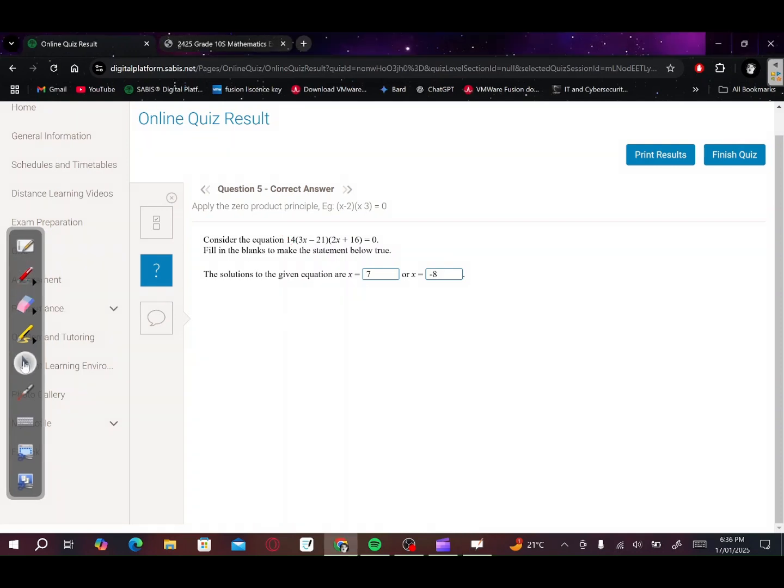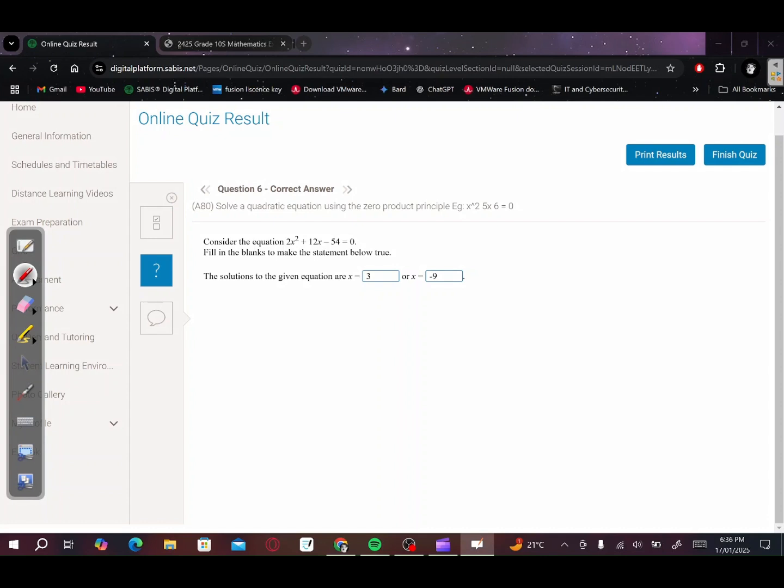Question 6. Consider the equation. What we're going to do is factor it out. First, everything is divisible by 2, so we're going to take 2 out. 2(x squared plus 6x minus 27) is equal to 0. Okay, we're going to divide by 2 on both sides.